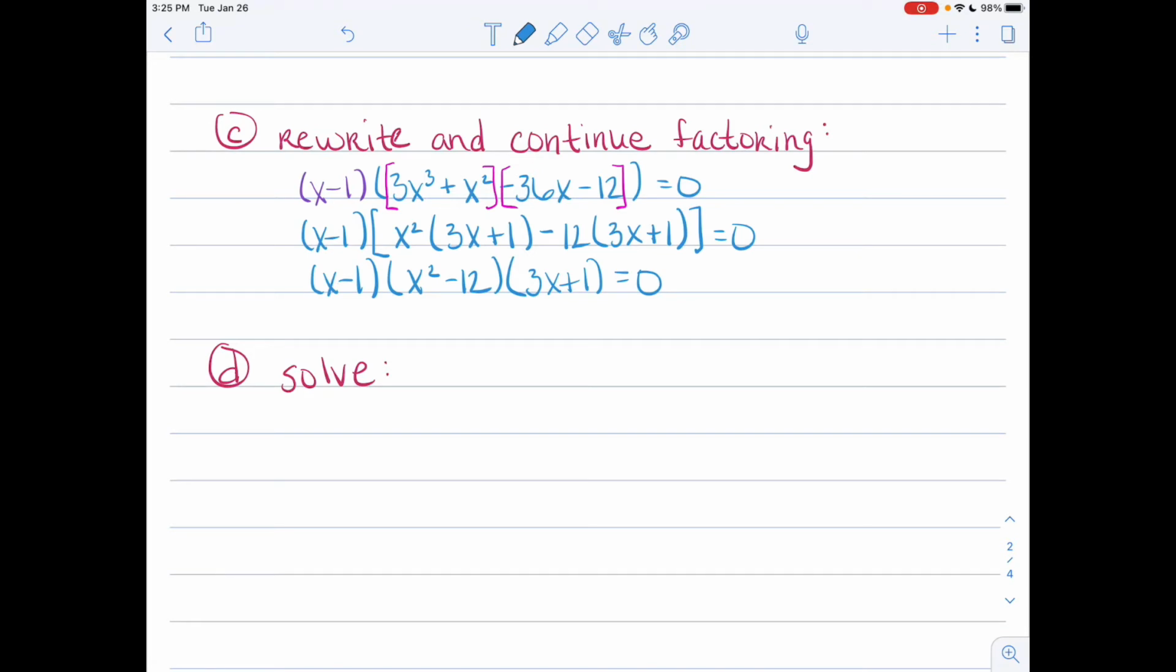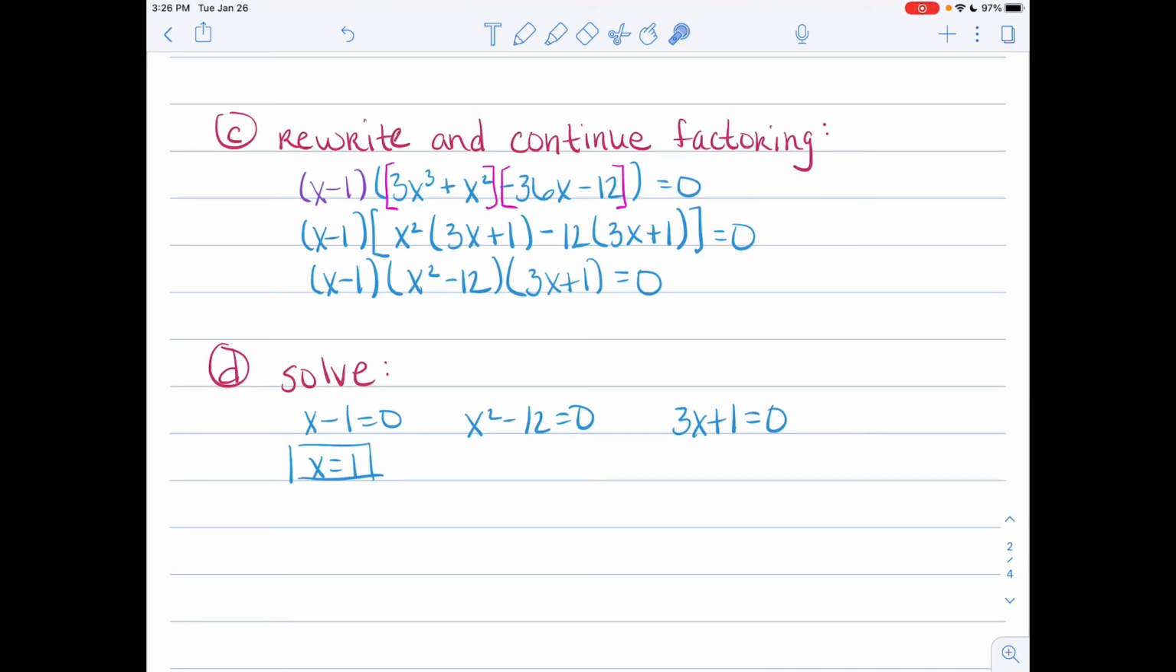We're going to look at solving together because a couple of these are going to look a little bit different than the ones we've done so far. So we're going to set each of the factors equal to 0, just like we've done previously. X minus 1 equals 0, x squared minus 12 equals 0, and 3x plus 1 equals 0. This first one is similar to what we've done previously, so move the 1 to the other side and get x is equal to 1.